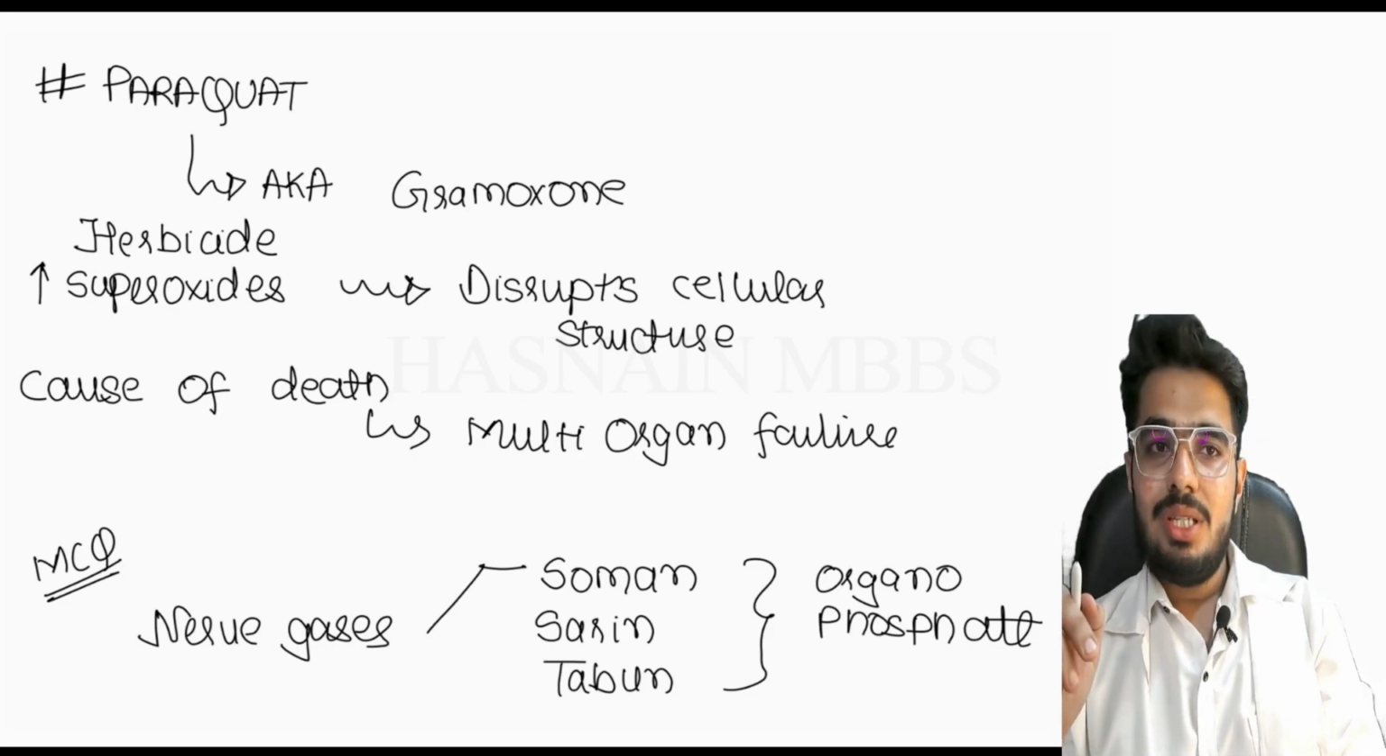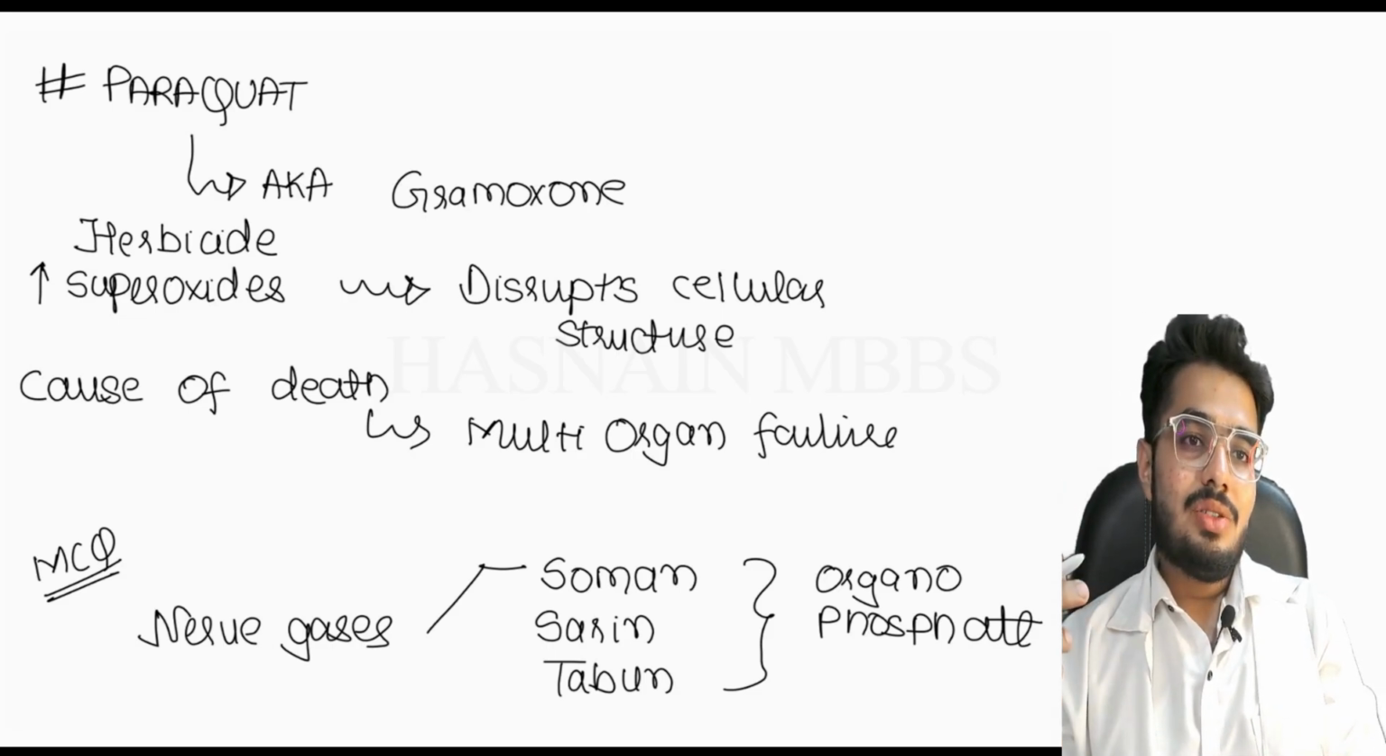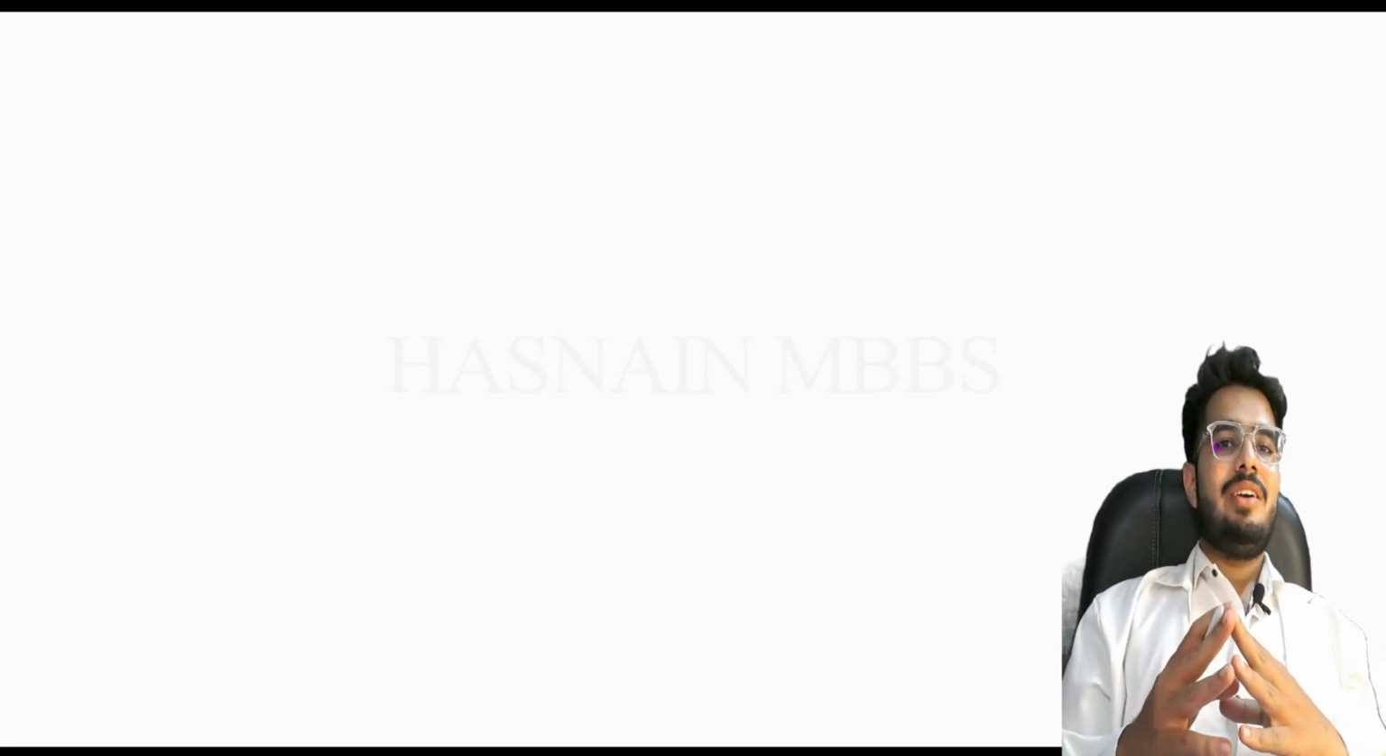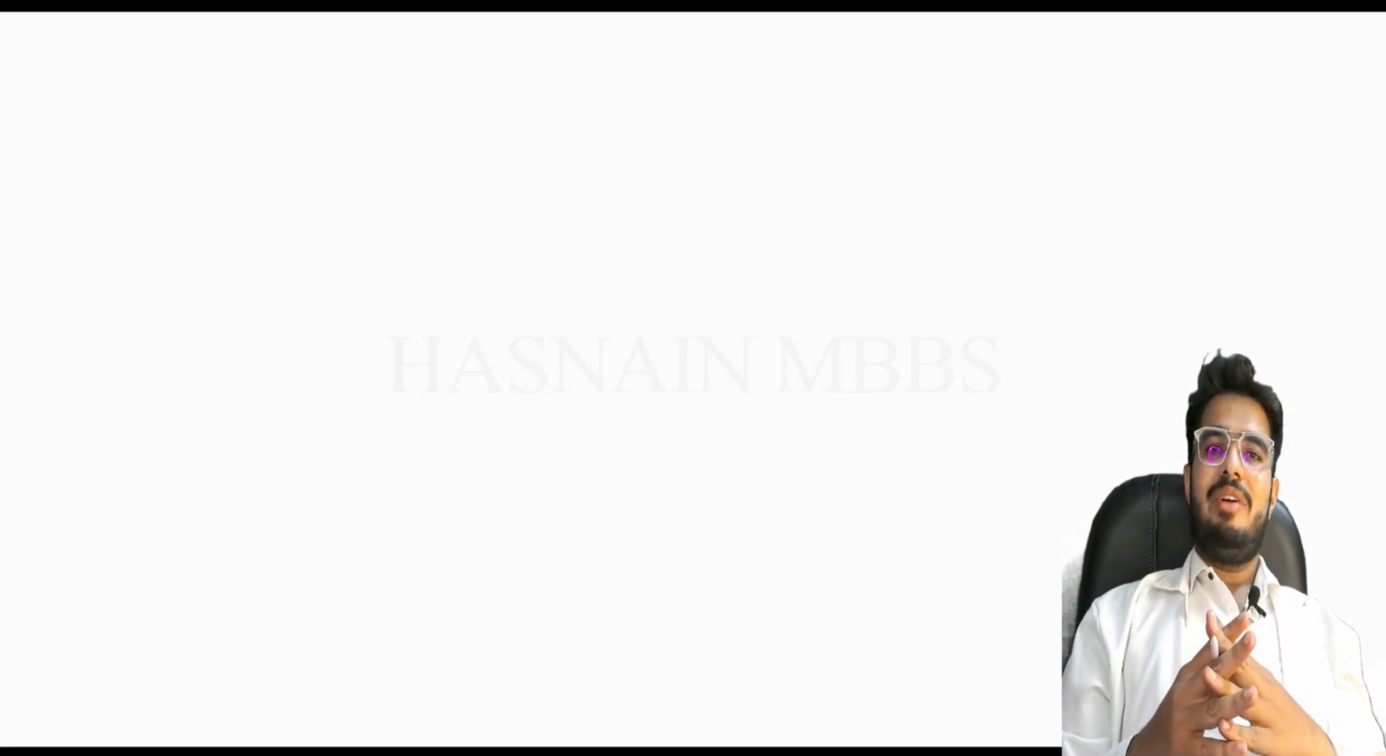Lastly, there was one MCQ which was also asked: soman, sarin, and tabun. What are those? They are nerve gases and they are organophosphates. By this, we complete our agricultural poisoning. I hope you remember everything. We learned about organophosphorus compounds, then carbamates, organochlorines and their derivatives, aluminum phosphide. We also learned about endrin, and this was about agricultural poisoning.